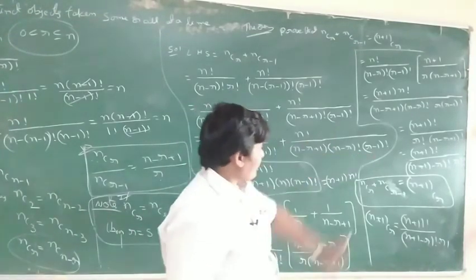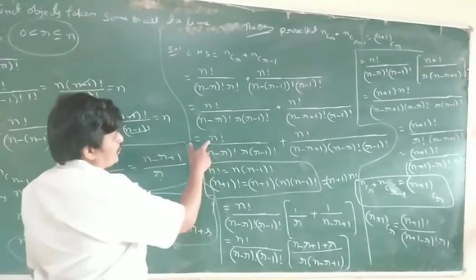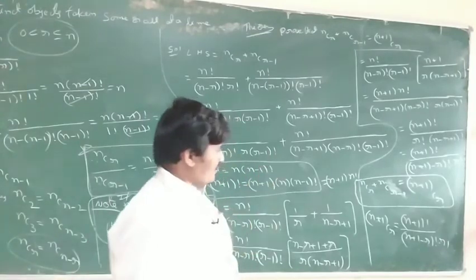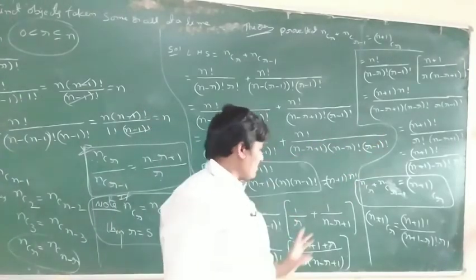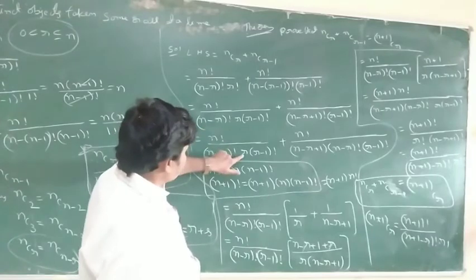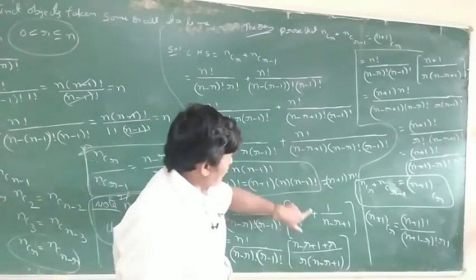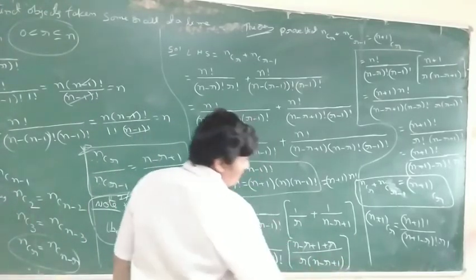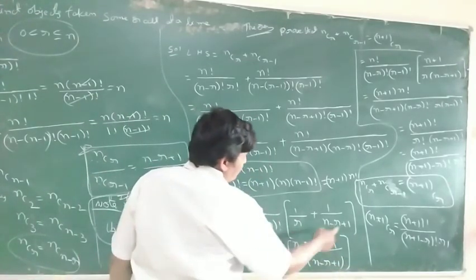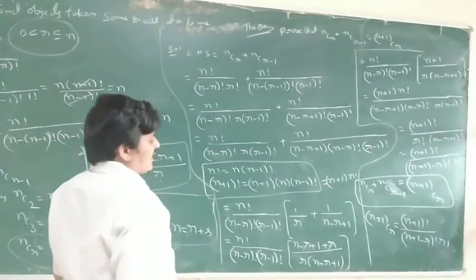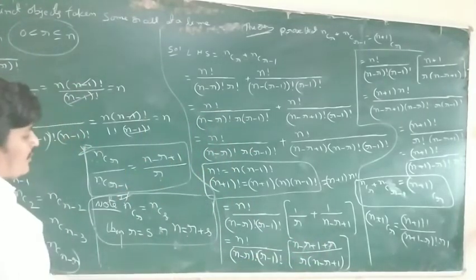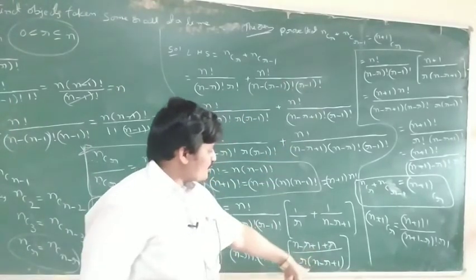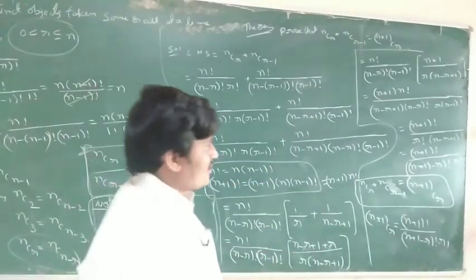So (r minus 1) factorial is common. Numerator n factorial, denominator (n minus r) factorial and (r minus 1) factorial are common. The balance is 1 by r plus 1 by (n minus r plus 1). So LCM is r into (n minus r plus 1). In the numerator, n minus r plus 1 plus r, the r cancels, giving n plus 1. So n factorial by (n minus r) factorial into (r minus 1) factorial, times (n plus 1) by r into (n minus r plus 1).